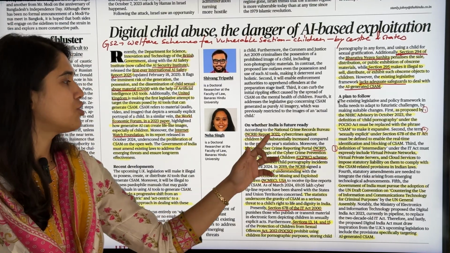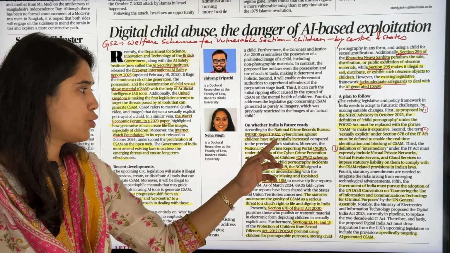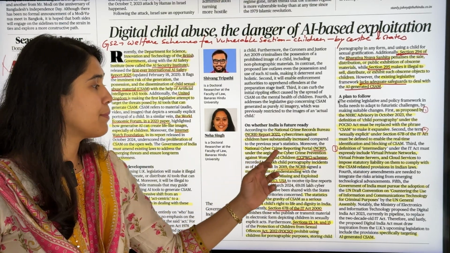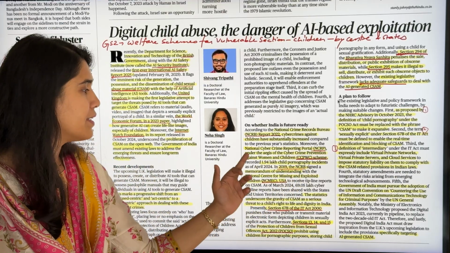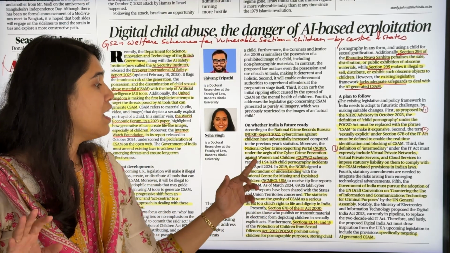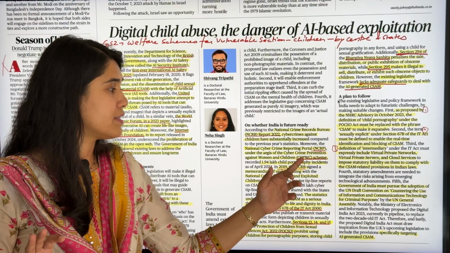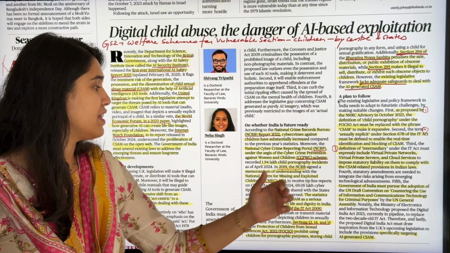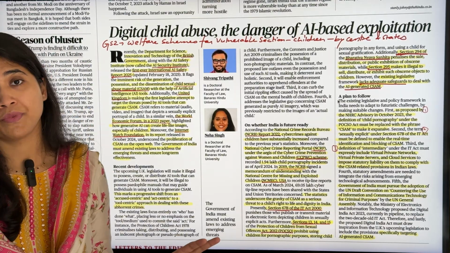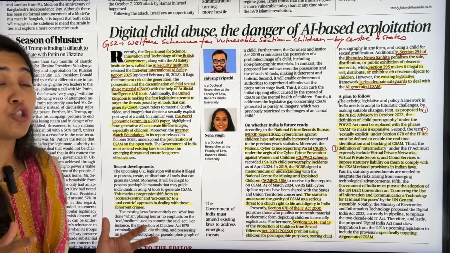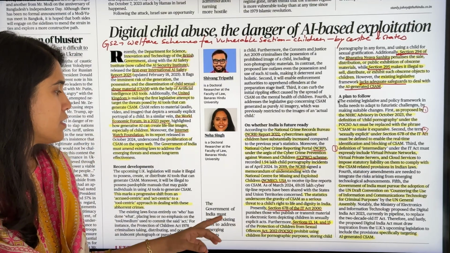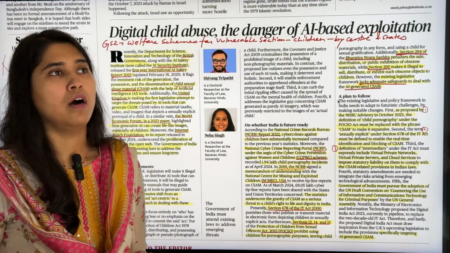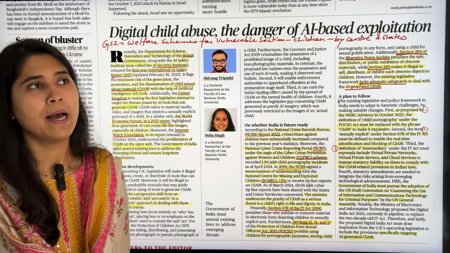Okay, according to the National Crime Records Bureau report 2022, cyber crimes against children have substantially increased. The National Cyber Crime Reporting Portal, NCRP, under the aegis of the Cyber Crime Prevention against Women and Children (CCPWC) scheme, recorded 1.94 lakh child pornography incidents. So there are a huge number of cases coming, which shows the seriousness of this issue, a serious threat to a child's right to life and dignity in India. Currently there are some sections of law which do protect, but that's not sufficient.